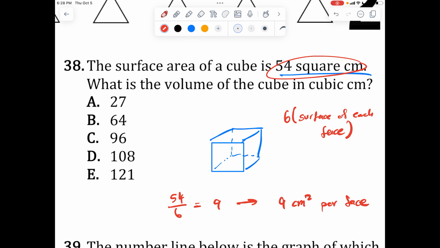Now, if you remember the formula for area of a square, it's just going to be length times length, which is length squared. In this case, it's 9. So the length of each of these dimensions is going to be equal to 3. All right, and then the last thing is volume is just equal to length cubed, which is going to be 3 to the third, which is 27.